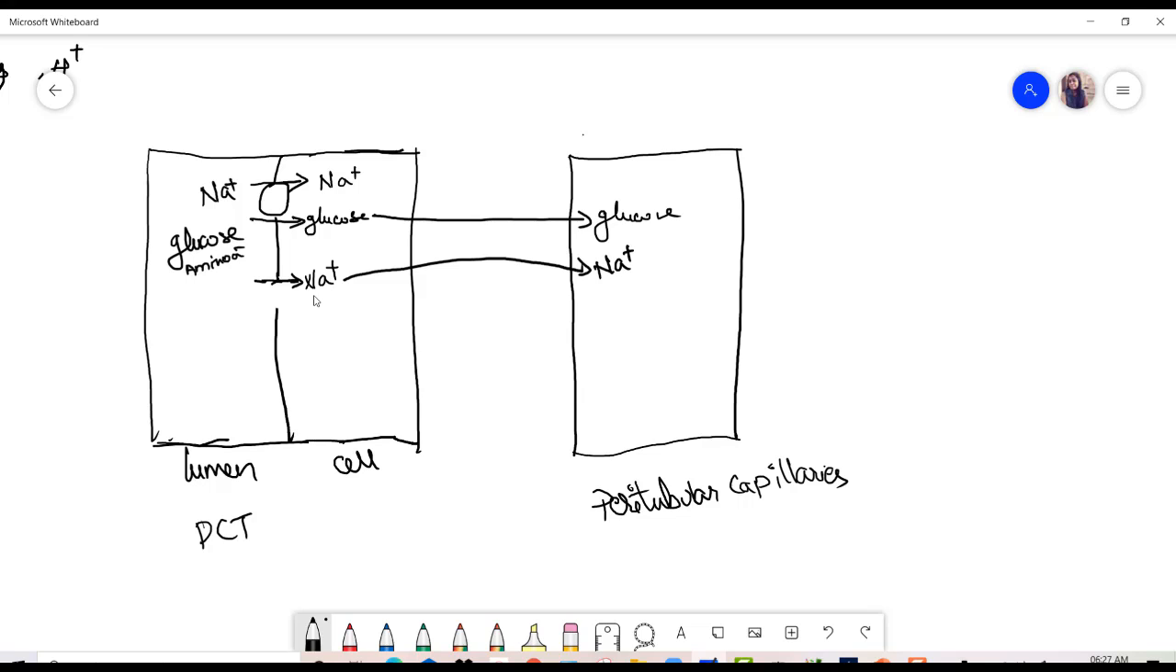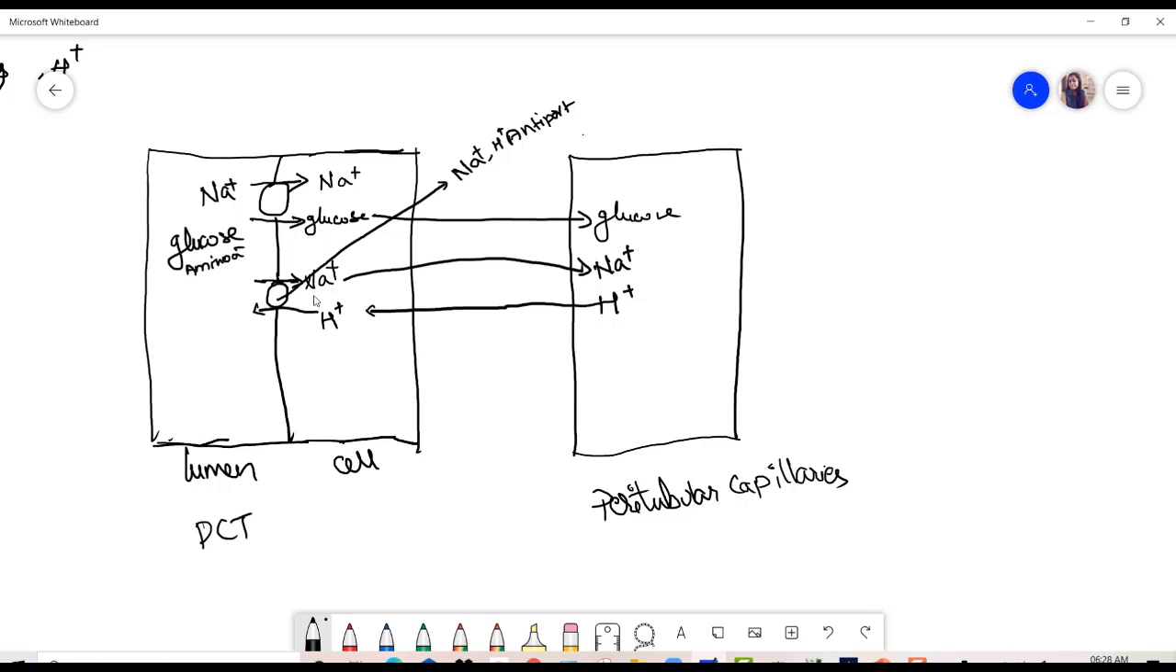So when sodium enters the peritubular capillaries, hydrogen in the peritubular capillaries will come into the cell. Now the hydrogen came into the cell, and with the help of the antiporter of sodium and hydrogen, which is called the sodium hydrogen antiporter, again hydrogen from this cell will come into the lumen.